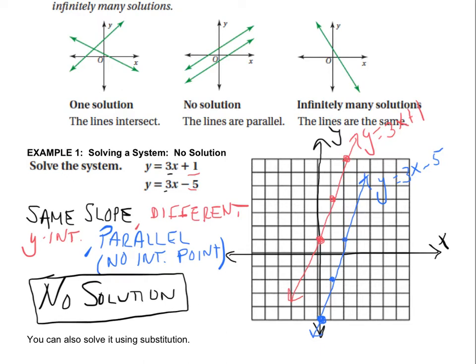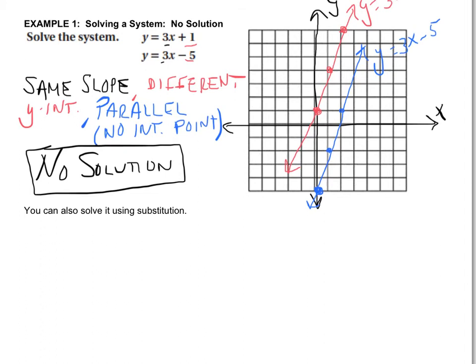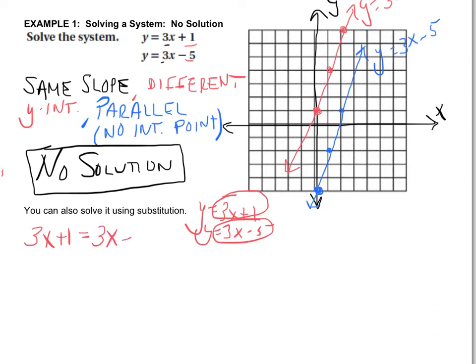We don't just have to graph. Obviously the graph gives us the visual of those parallel lines. So let's try using the substitution method, and you certainly could have used elimination as well, but we'll just do substitution so we practice it. I have both of my equations equaling y. Because they both equal y, I can set 3x plus 1 and 3x minus 5 equal to each other. So we get 3x plus 1 equals 3x minus 5.